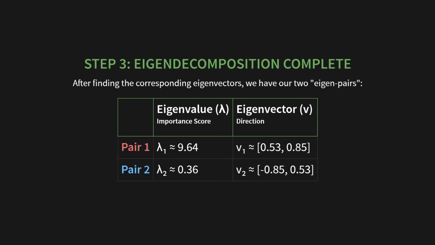After finding the corresponding eigenvectors for each of those eigenvalues, we have our two eigenpairs. Pair 1 has an eigenvalue or importance score of 9.64, and its direction is the vector 0.53, 0.85. Pair 2 has a much smaller eigenvalue, 0.36, and its direction is negative 0.85, 0.53. The hardest part is over.